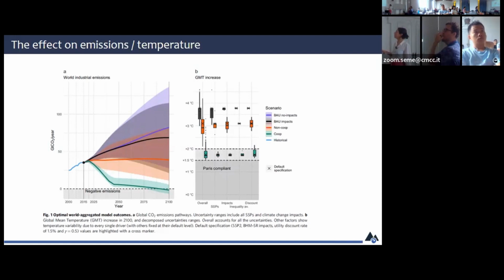And then there's the cooperative. And intriguingly, with this damage function, and there is some uncertainty due to the fact that you have various damage functions, you go basically to zero emissions by the end of the century. And here is the effect in terms of temperature. These are emissions, and this is temperature. With the cooperative, you stay below 2 degrees almost always.